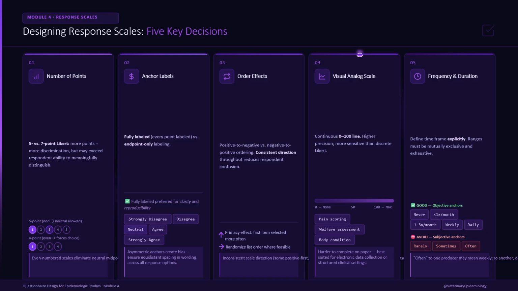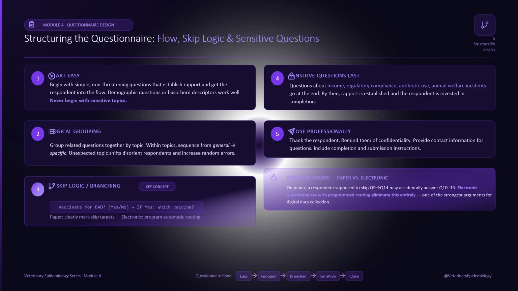With individual questions and scales in hand, let's zoom out to the whole instrument, how to sequence it from start to finish. A questionnaire is more than a list of questions. It's a structured instrument with a beginning, a middle, and an end. And the order matters enormously for data quality and respondent experience.